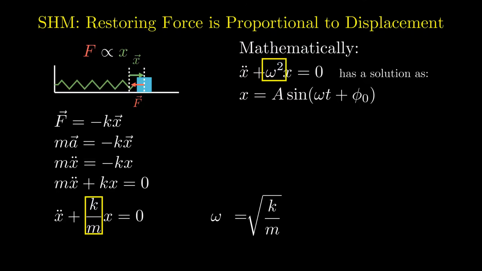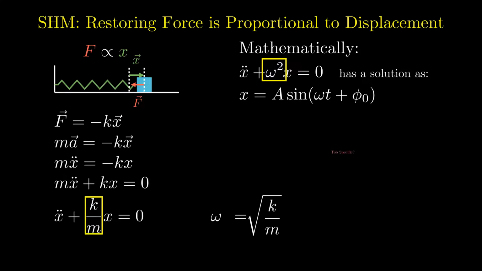Now, you may also wonder how to find A and phi naught. To find those constants, we have to know the initial conditions of our system. How far was the spring pulled, and what was the initial velocity of our object? That will be specific to the problem. Okay, so we have just demonstrated that the spring mass system, or any system with a restoring force that is directly proportional to the displacement, oscillates in a sinusoidal pattern.